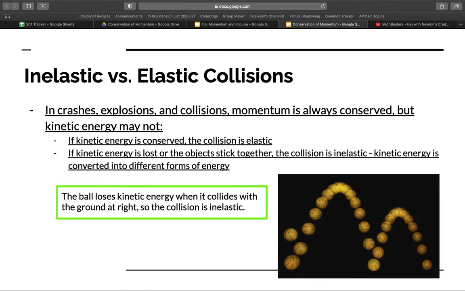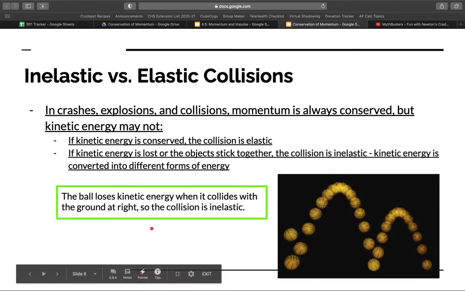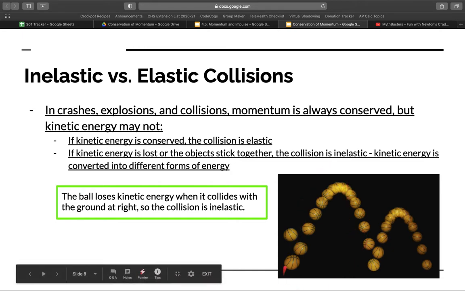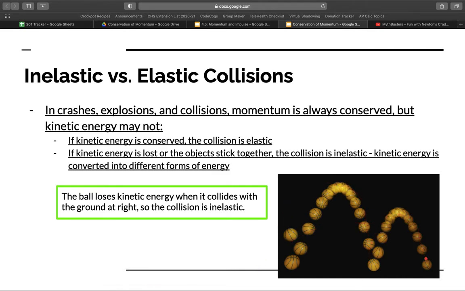So an example right here would be a ball rebounding off of the ground. So the ball loses kinetic energy when it collides with the ground at right. So the collision is inelastic, and that's indicated by the fact that each time the ball bounces off the ground, it's going to reach a lesser and lesser maximum height.